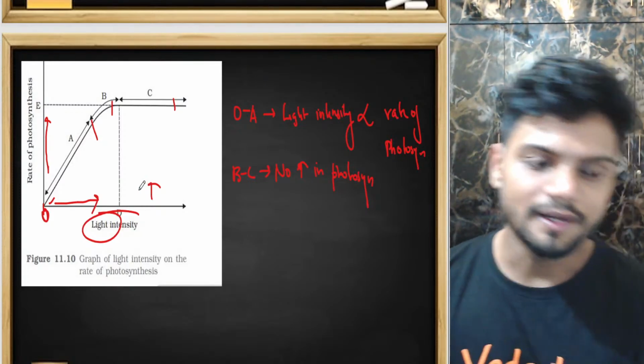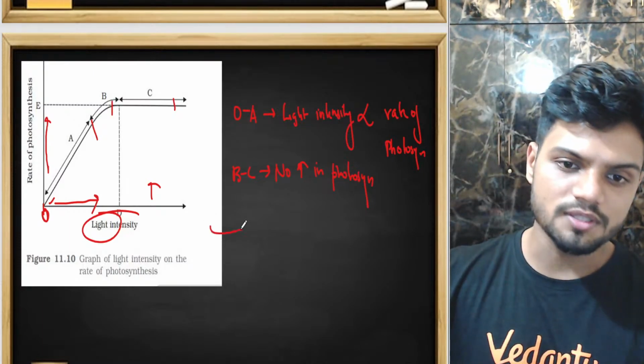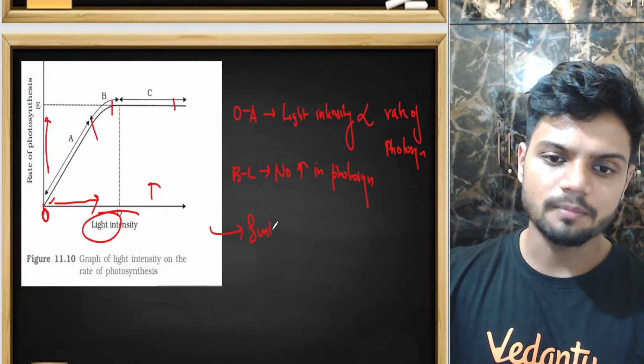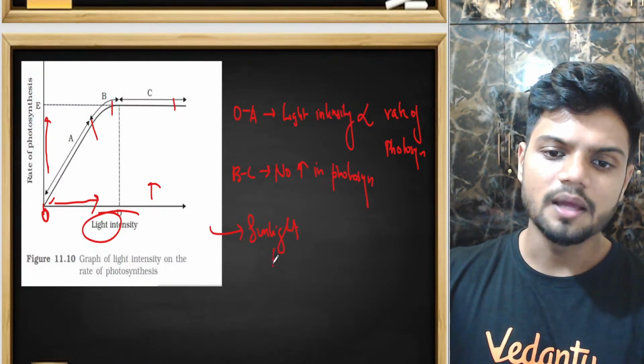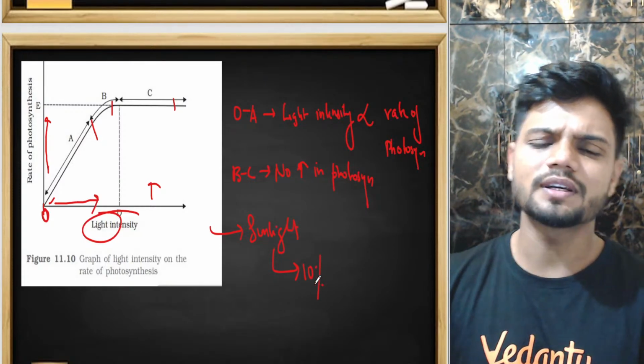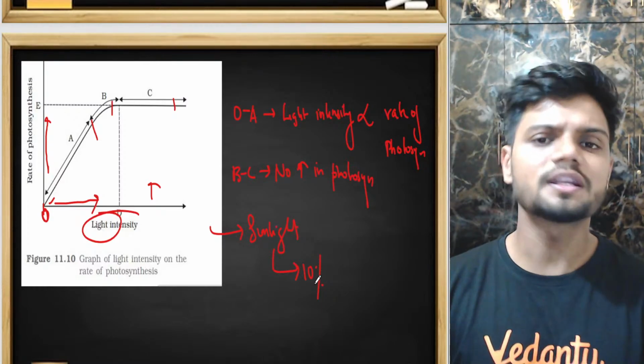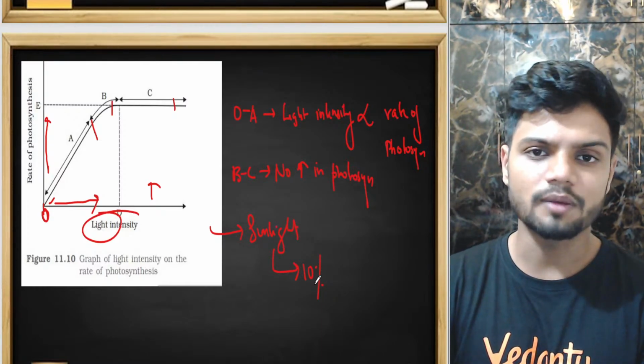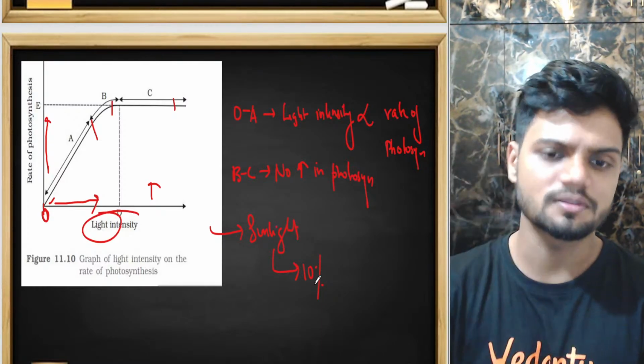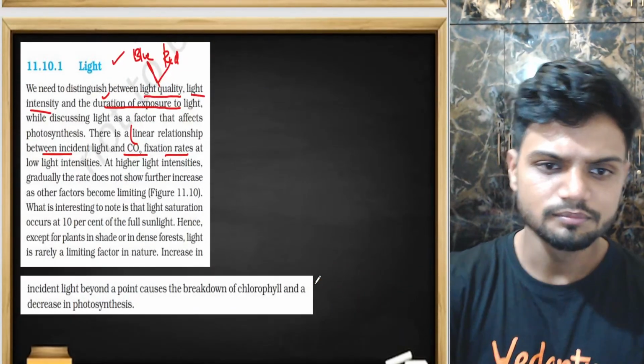That is because, students, out of the total sunlight, plants require only 10% of it. That's all that is enough. The plant is happy with 10%. It doesn't require more than that. Just 10% is enough for the plants. See, it's given here.